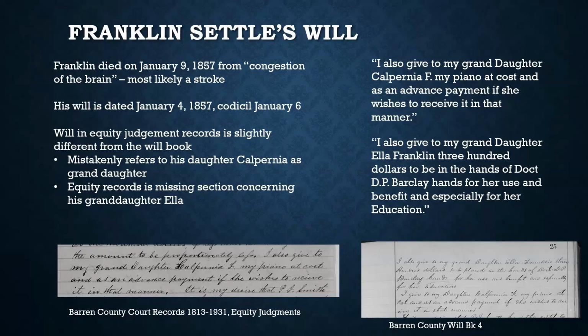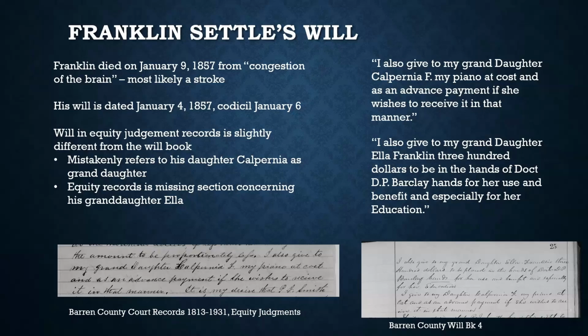So the Barron County will books you can find on Ancestry and FamilySearch. However, I found it in the equity judgment records, which also has probate records. And the will in there is a little bit different from the final one that I found in the will book. In the equity judgment records, he mistakenly refers to his daughter Calpurnia as granddaughter, which I think is purely a mistake, not trying to say anything about parentage. And there's nothing about his granddaughter Ella.